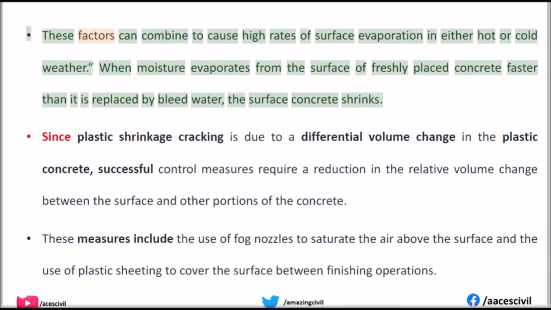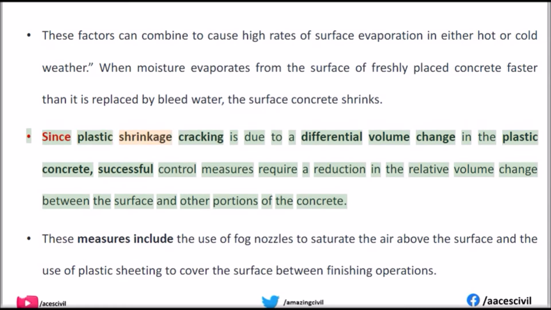These factors can combine to cause high rates of surface evaporation in either hot or cold weather. When moisture evaporates from the surface of freshly placed concrete faster than it is replaced by bleed water, the surface concrete shrinks.